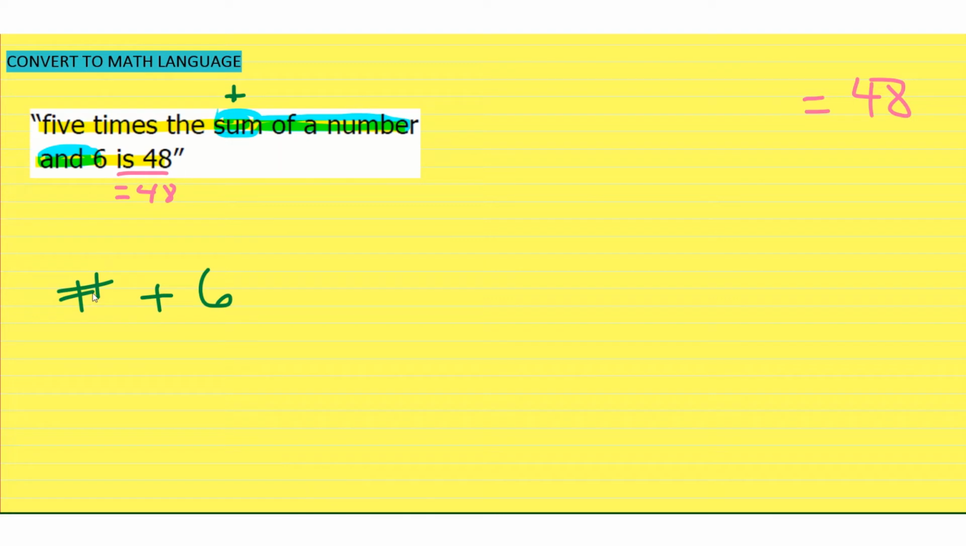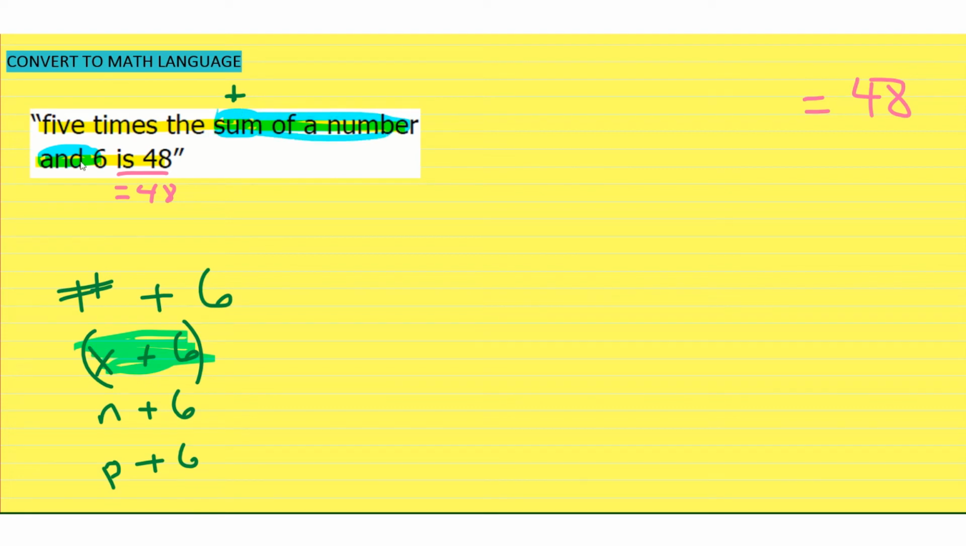So what do we like to call numbers that we don't know what they are? In algebra, our favorite thing to call things is x. So we could say x plus 6. Now in reality, could you say n plus 6? Sure. If you wanted to call it n, you can. If you want to call it p, you can if that's what you want to call it. But for our purposes today, we are going to stick with x plus 6, which represents the sum of a number. So this whole part right here is represented by this whole part up here.